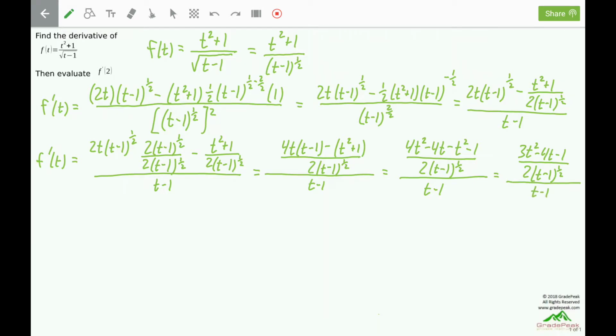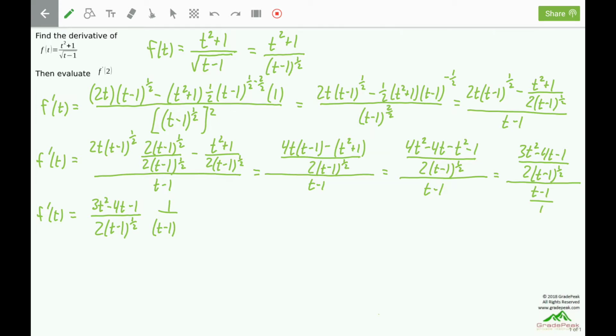Now since I have a fraction in the numerator, I'm going to turn the denominator into a fraction by putting it over a 1. I'm going to reciprocate and multiply. So f prime of t will now be 3t squared minus 4t minus 1 over 2 times t minus 1 to the 1/2, and then times a 1 over t minus 1 when I reciprocate it.